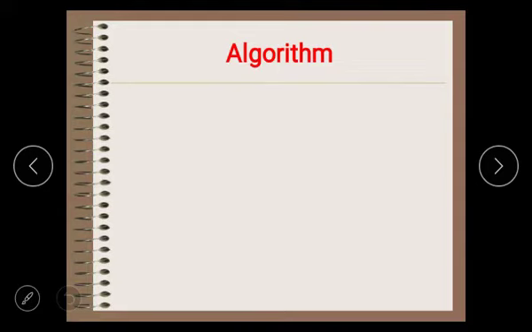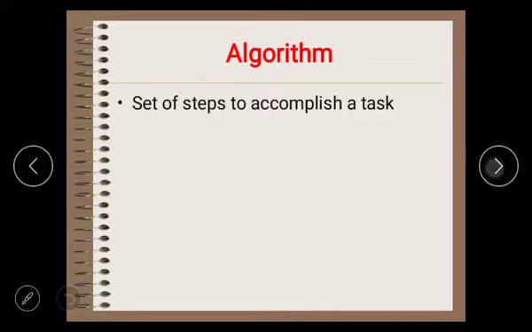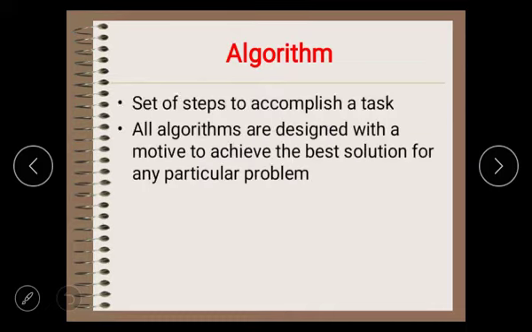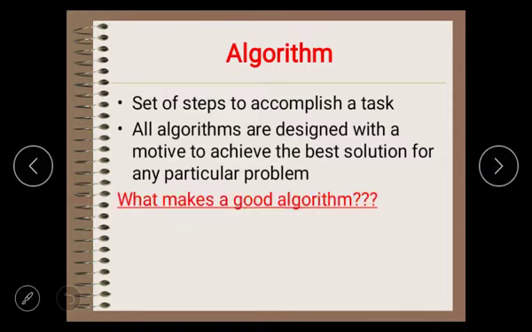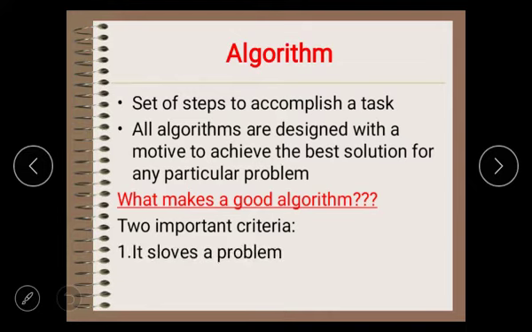Of course, we have already discussed what an algorithm is in the previous lecture. So once again, rewind: what is an algorithm? An algorithm is a step-by-step process designed to achieve the best solution for any problem. So what makes a good algorithm? There are two important criteria. One is it solves a problem, and the second one is it solves the problem very efficiently. So these two make a good algorithm.